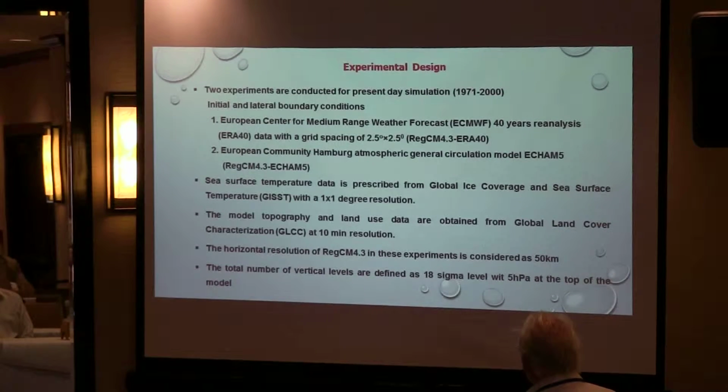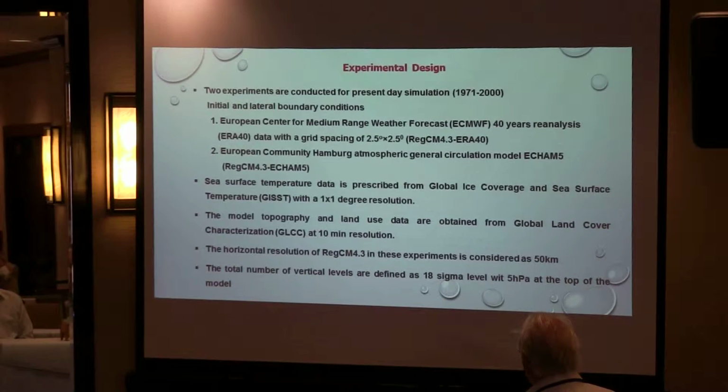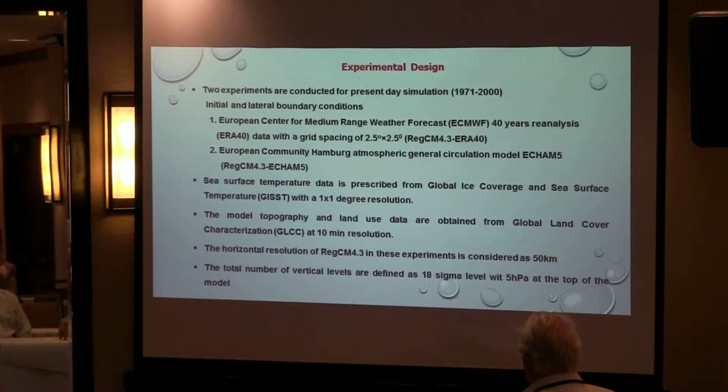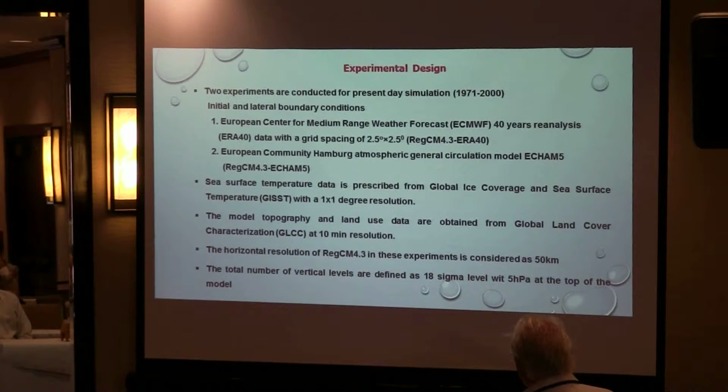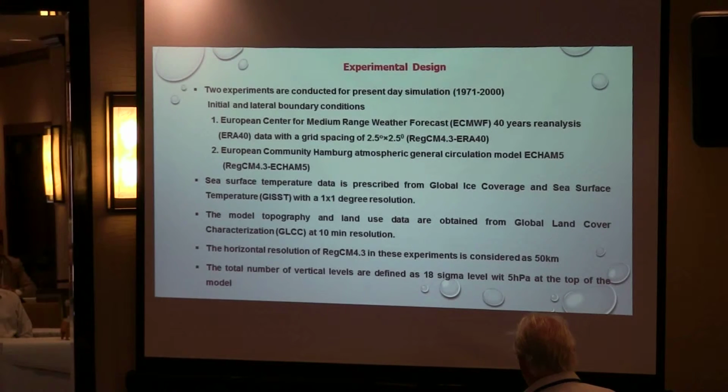In the experimental design, we conducted two experiments. In the first experiment, we used the initial and lateral boundary conditions from the European Center for Medium Range Weather Forecast 40-year reanalysis data, called ERA40, and the experiment is named ECHAM ERA40. In the second experiment, we use the European Community-Hamburg atmospheric general circulation model ECHAM5, and the experiment is called ECHAM5. Sea surface temperature is prescribed from the global ice and sea surface temperature. Model topography and land use data are obtained from the global land cover characterization. The horizontal resolution of the regional climate model is 50 kilometers, and the total number of vertical levels is 18 sigma levels with 5 hectopascals at the top of the model.